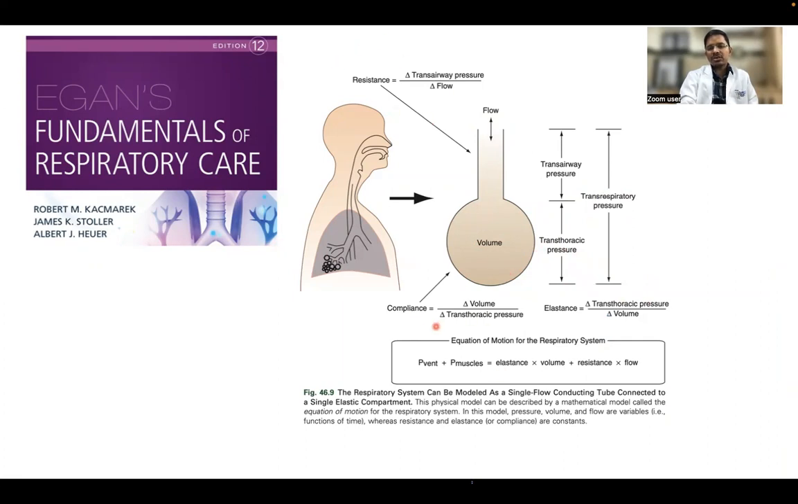So if we equate the motion, the pressure required for ventilation and the pressure required from the muscles, we say that pressure equals elastance times volume plus resistance times flow. So at a certain point, if the elastance and resistance are constant, there is change of volume, pressure, as well as flow. So there are three variables: flow, volume, as well as pressure.